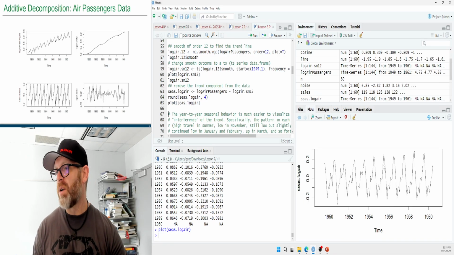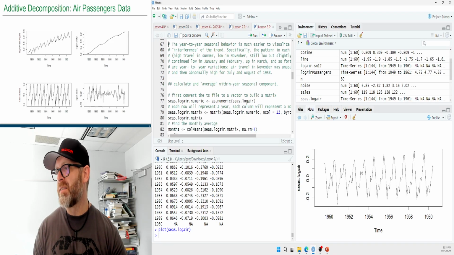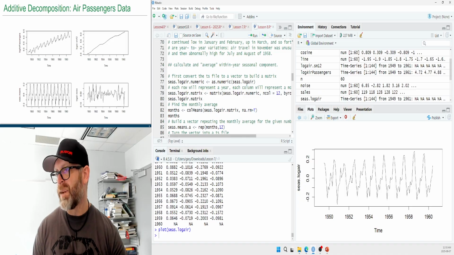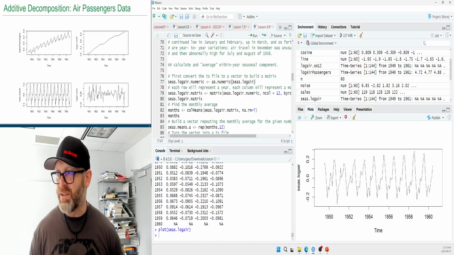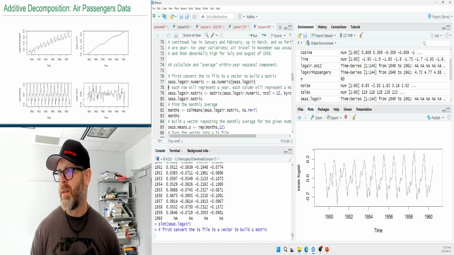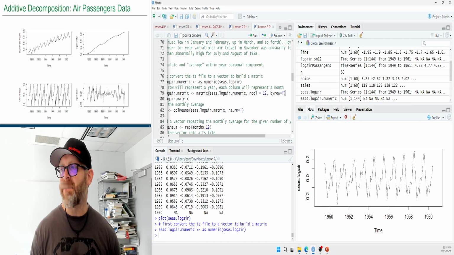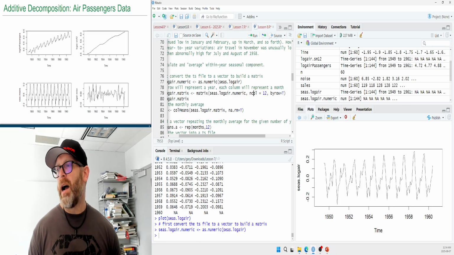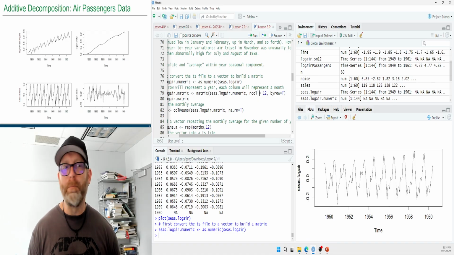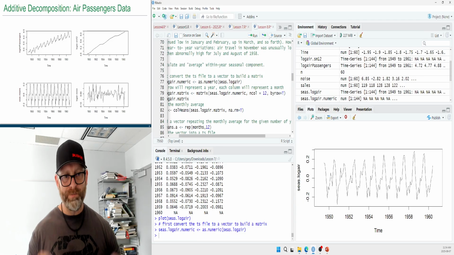Okay. So what I want to be able to do now is build a matrix. So I'm going to take the original data and convert this into a vector. That's my line 77. Now I'm going to build a matrix. I'm specifically using the matrix function. I'm inputting that vector that I just created, which is my data in vector form, so removing the time series aspect of it. I'm saying the number of columns is 12, and I'm building this by row.